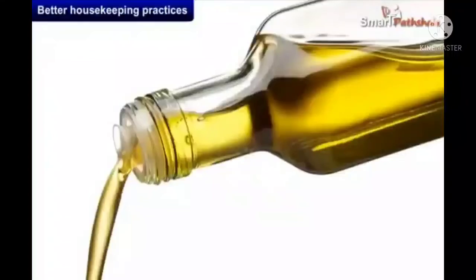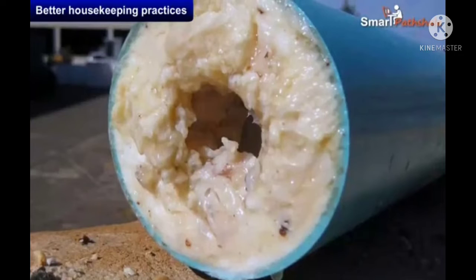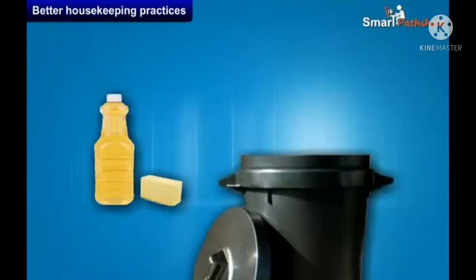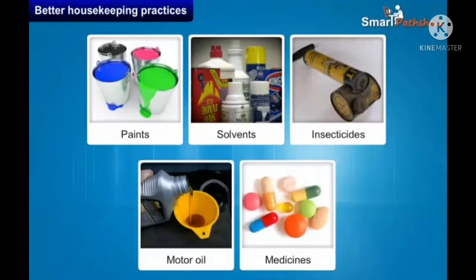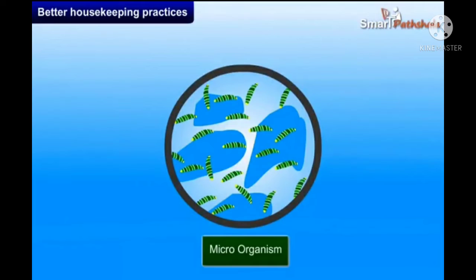There are many ways to minimize and eliminate the waste and pollutants at their source when we are releasing down the drain. Some of the ways to minimize the pollutants are: cooking oil and fats should not be thrown down the drain. They can harden and block the pipes. So, we throw oil and fats in the dustbin. Chemicals like paints, solvents, insecticides, motor oil, medicines may kill microbes that help purify water. So, do not throw them down the drain.